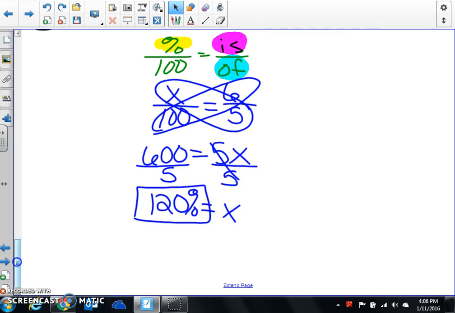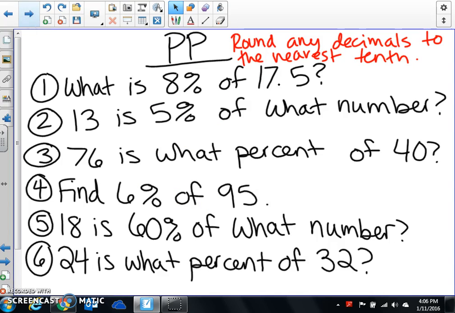Okay? All right. Here are your practice problems. You're going to round any decimals to the nearest tenths. Remember, there's no one-th. So tenth is the first decimal place. Okay? Have those ready for tomorrow.